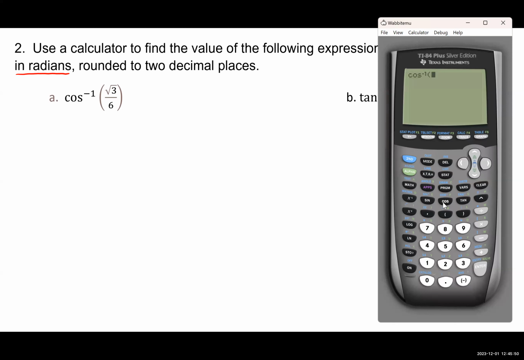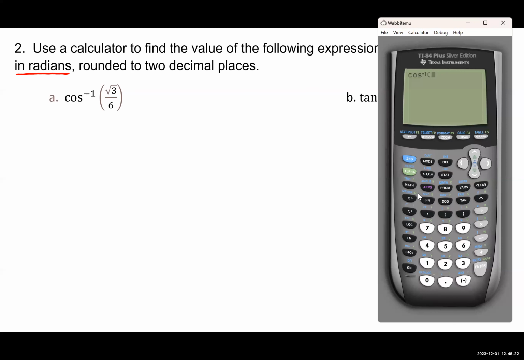All right, second cosine. So now you see on my calculator screen, cosine -1, which means cosine inverse. There's another name for this, called the arc cosine. We're not going to talk about that now. We're just going to use the standard algebra notation for inverse, which is a -1. But if you come across the term arc cosine, ARC-COS, it means cosine inverse.